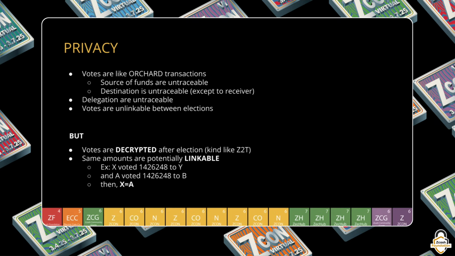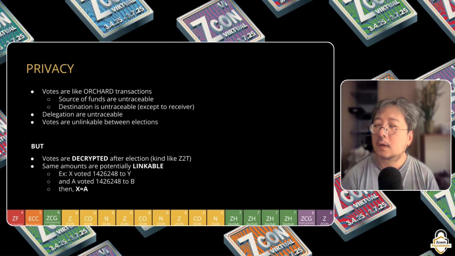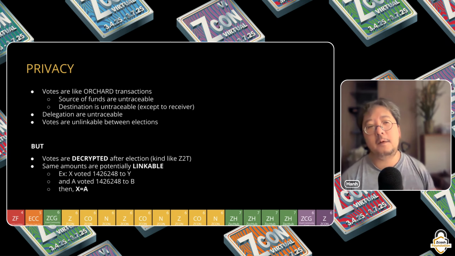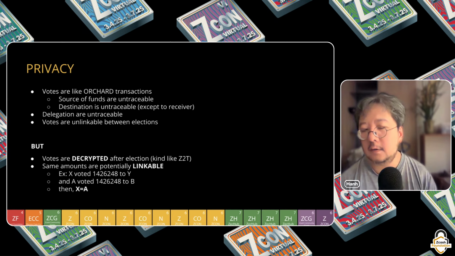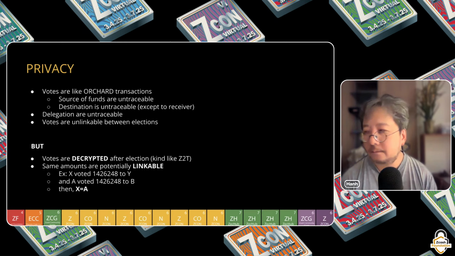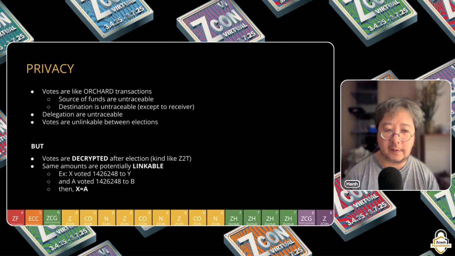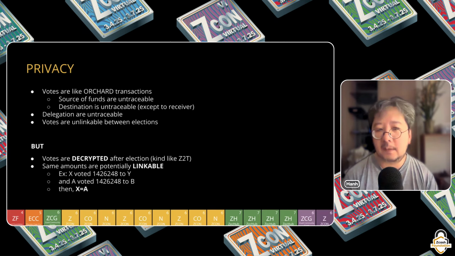Last point here is a bit more subtle. The votes are unlinkable between elections. So here the point is that if you have two elections, you will be able to reuse your coins. You have two elections, you can vote with the same coins on these two different elections. It's perfectly fine.